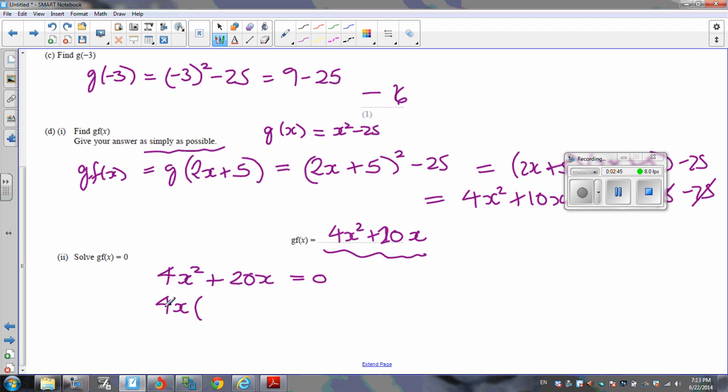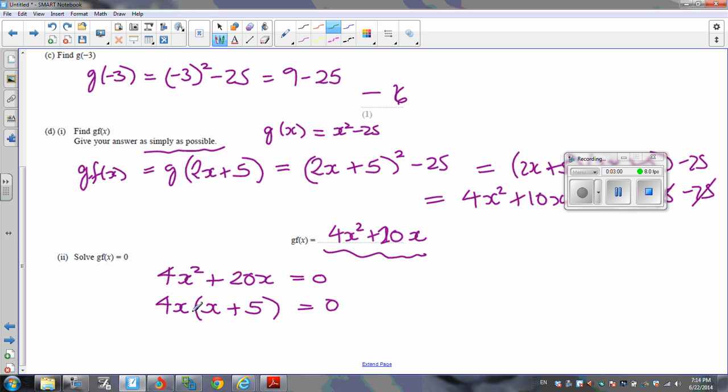So if I take out 4x from, think what I multiply 4x by to get 4x squared, well that's just an x. And then what do I multiply 4x by to get 20x? Well that is 5. So I've now got these two things multiplied together, and the answer is 0.